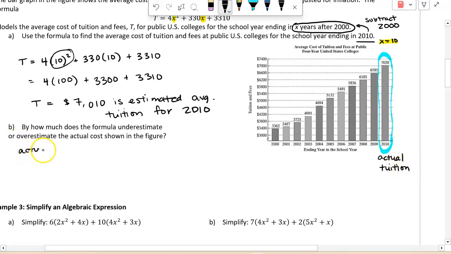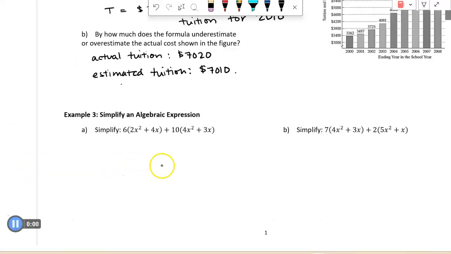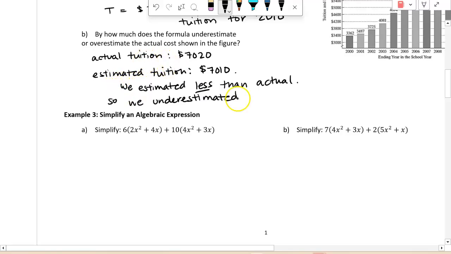And I'm going to go ahead and write it out here. Actual tuition was pretty close to our estimated. Actual tuition was $7,020. Estimated was $7,010. Since our estimated tuition is less than what actually happened, we underestimated. This is an underestimation. Just find the difference between the two by subtracting. We underestimated by $10. And that's what the question asks.